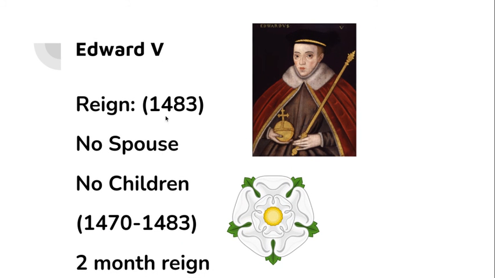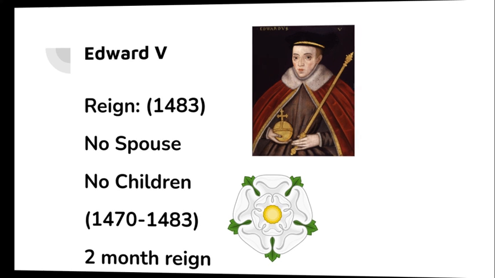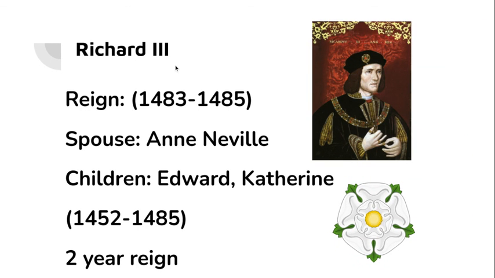Edward V, who only ruled for 2 years, didn't get married since he was murdered at the age of 13 with his brother. Richard III, who married Anne Neville, the wife of Edward, Prince of Wales, the son of King Henry VI. He had 2 children, Edward and Katherine. Both were killed after the Battle of Bosworth Field and he only ruled for 2 years.